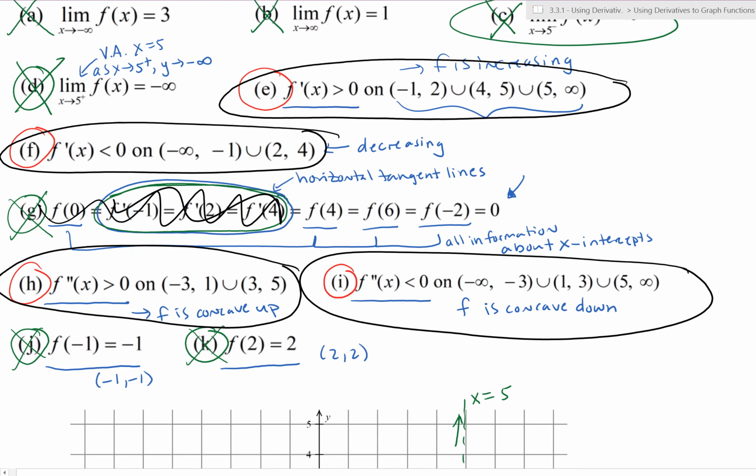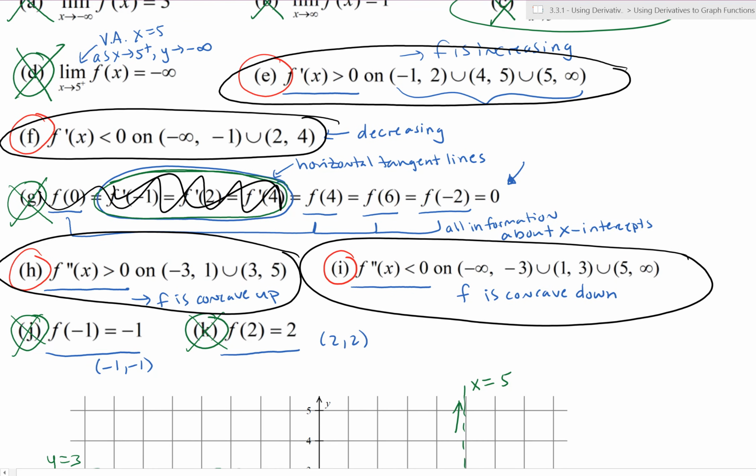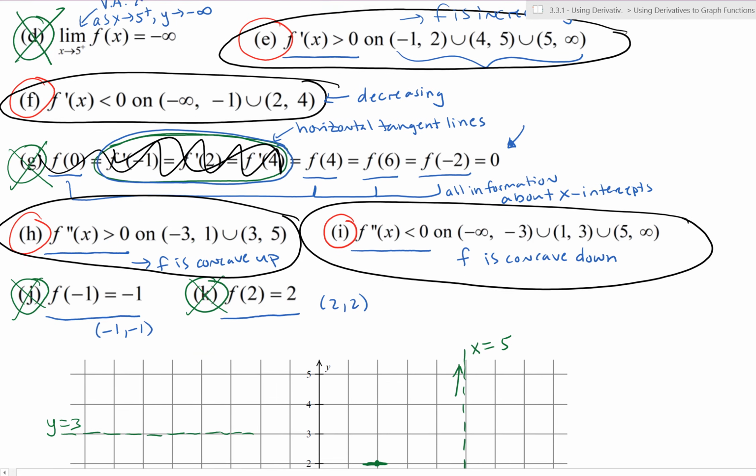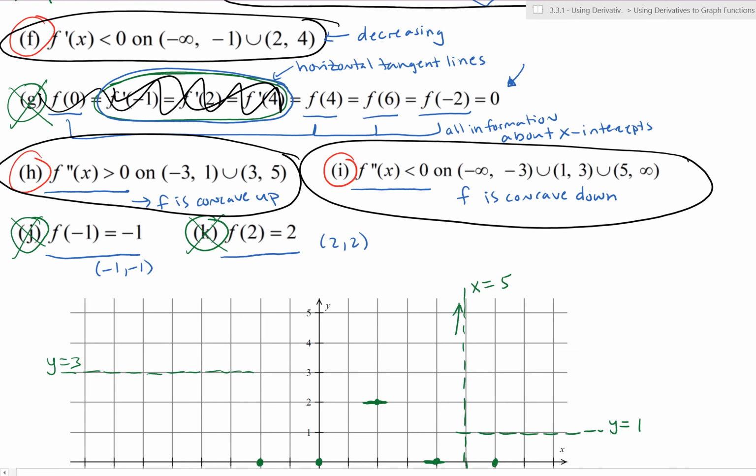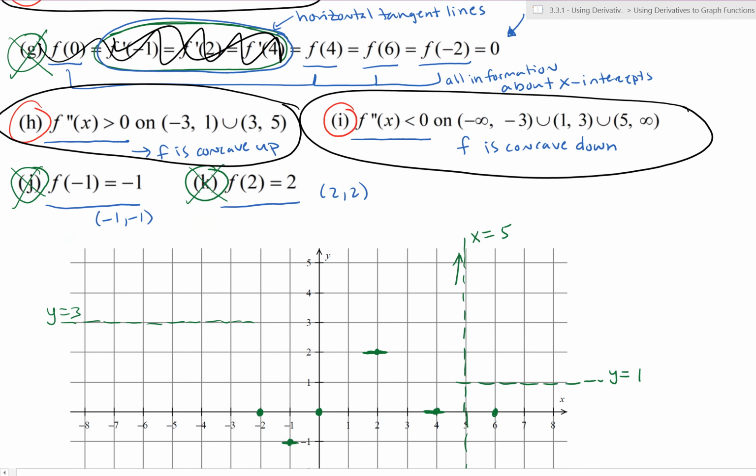Let's just start from negative infinity and work our way from left to right. What's going on? Well, we can see in part F that the function should be decreasing from negative infinity to negative 1. However, in part I, the function is concave down from negative infinity to negative 3. So decreasing and concave down from negative infinity to negative 3. What's that going to look like?